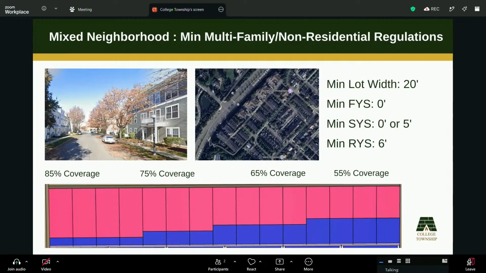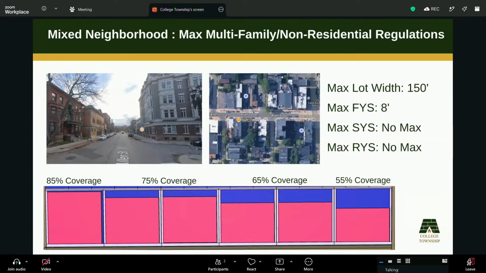Again, the visual up there is showing you those different percentages. The maximum lot width is 150. That was both staff and PC's recommendation. Maximum front yard setback of 8 feet, no maximums for side and rear.